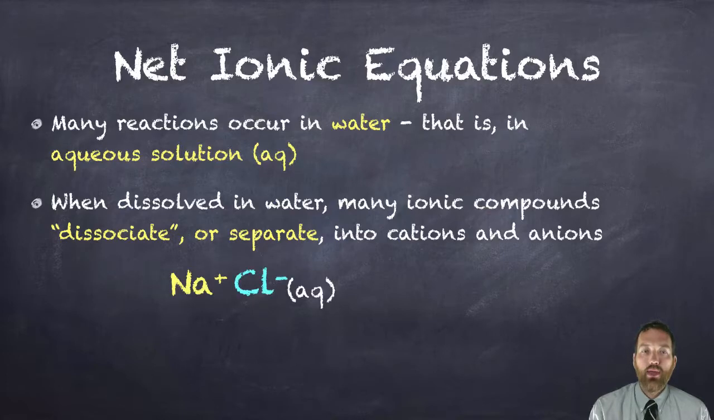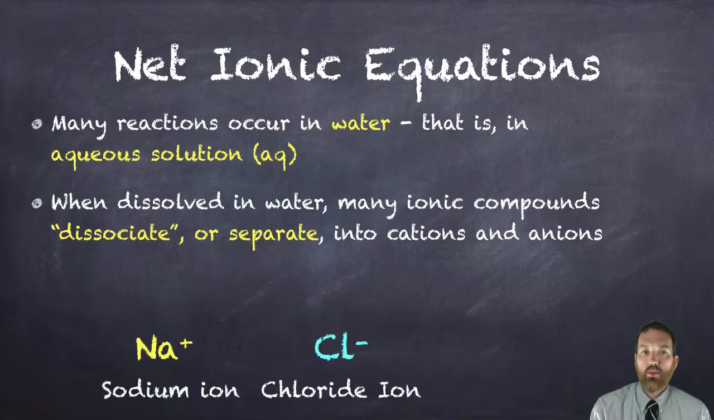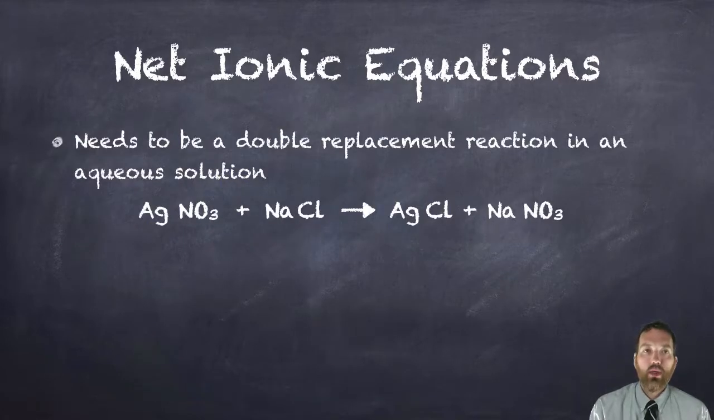For example, if I have sodium chloride in an aqueous solution here, I actually really have water with a mixture of sodium ions floating around separate from chloride ions, because water makes that ionic bond break apart or dissociate. I don't really have sodium chloride in water. I have sodium ions and I have chloride ions. So net ionic equations need to be in a double replacement reaction in an aqueous solution in order to write them.